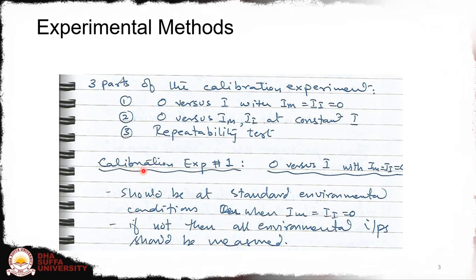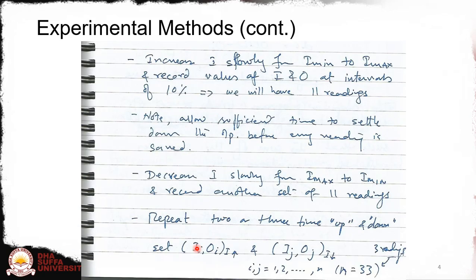Calibration experiment 1 should be at the standard environment conditions, when the IM and II are 0. If not, then all the environmental inputs should be measured. If we are unable to keep them at a constant value, then we should have some sensor recording that data as well, for example if the modifying input and interfering input are ambient temperature, pressure or humidity.